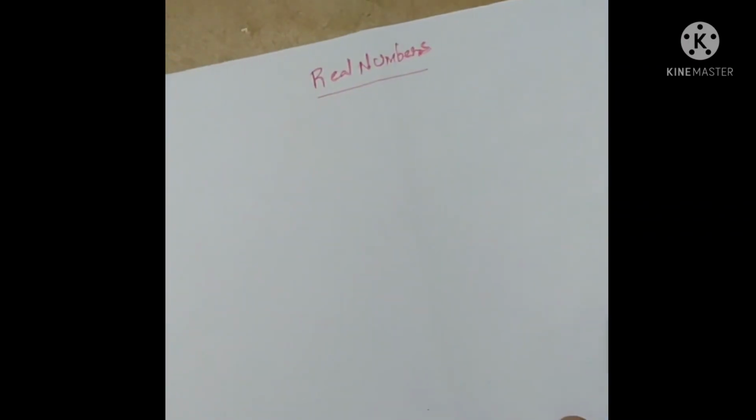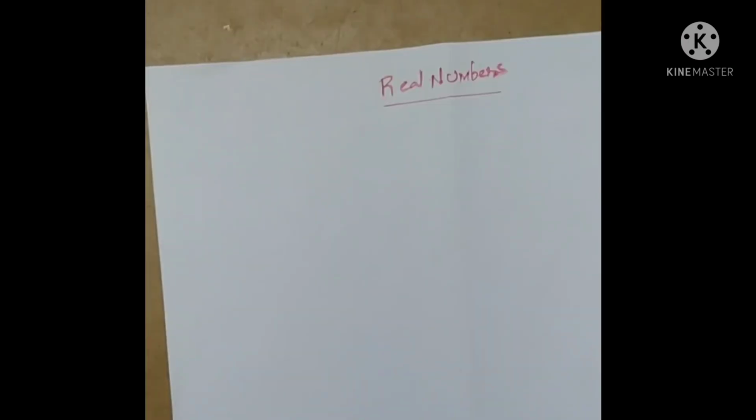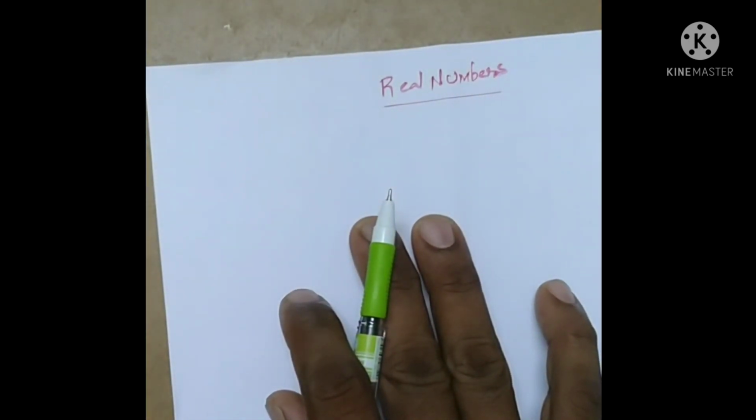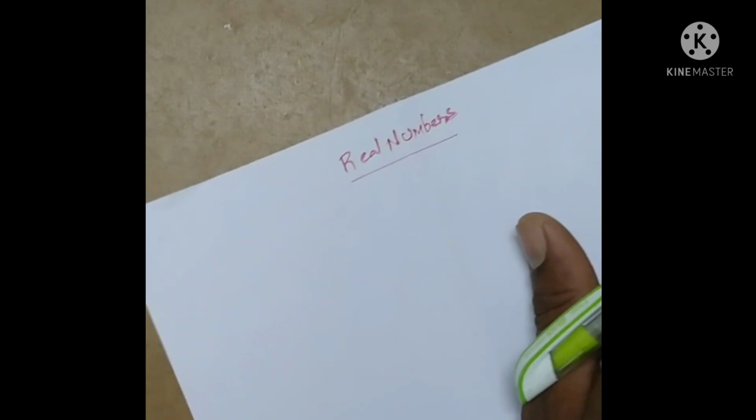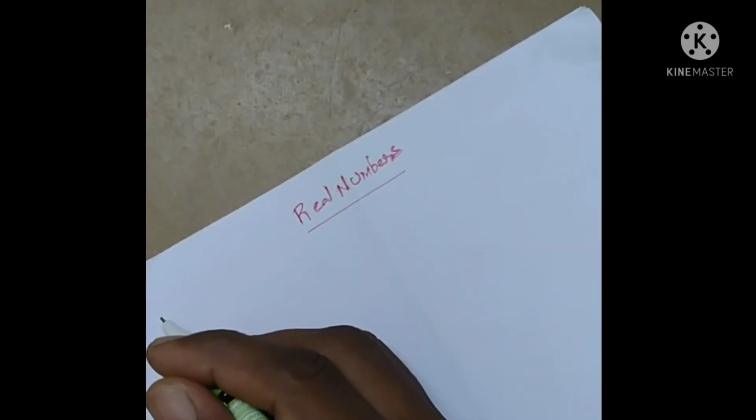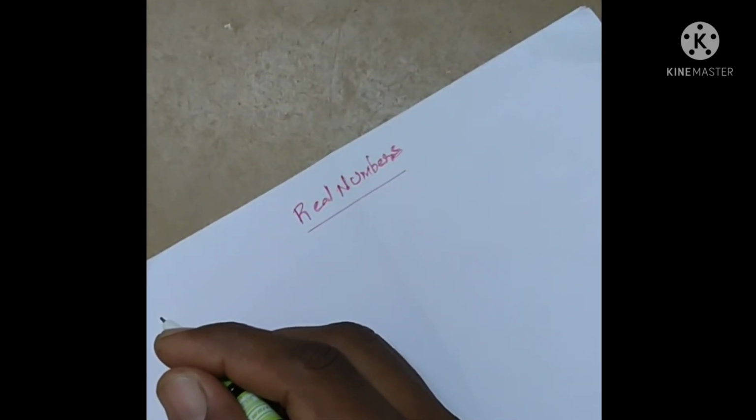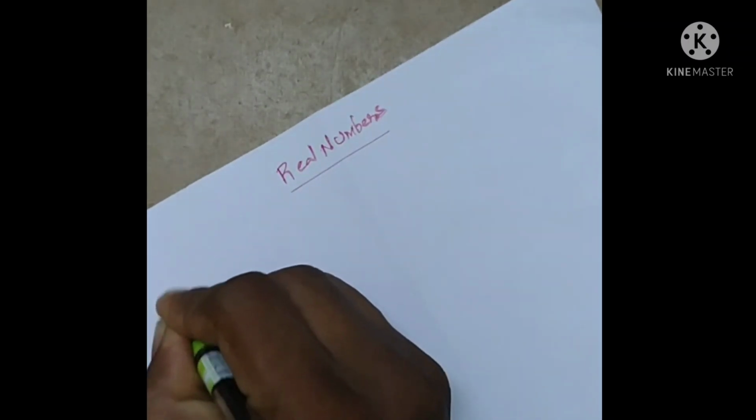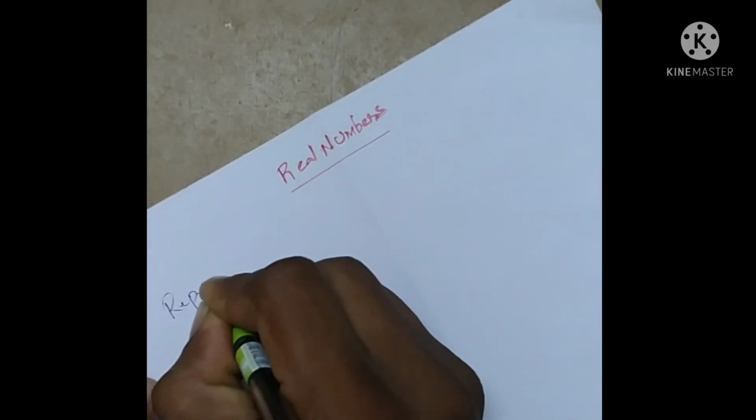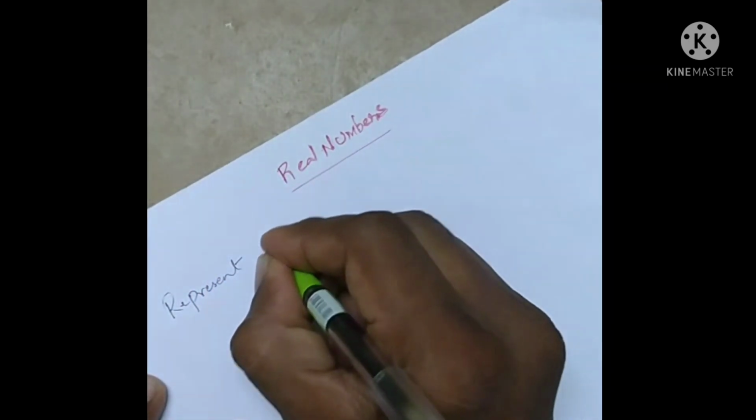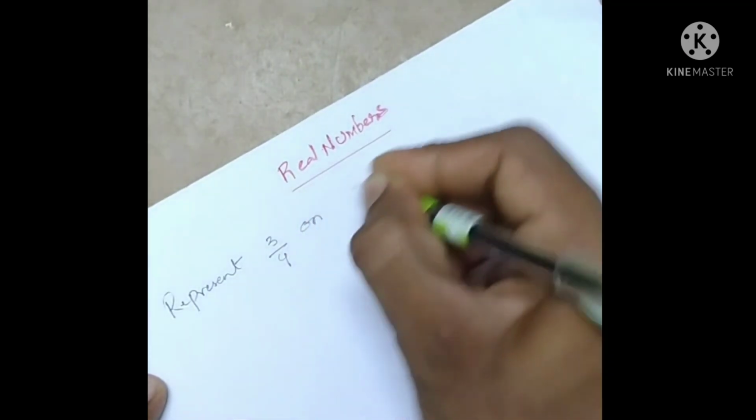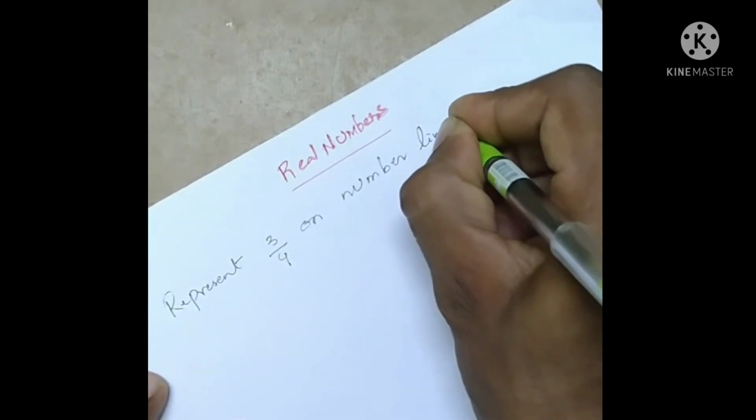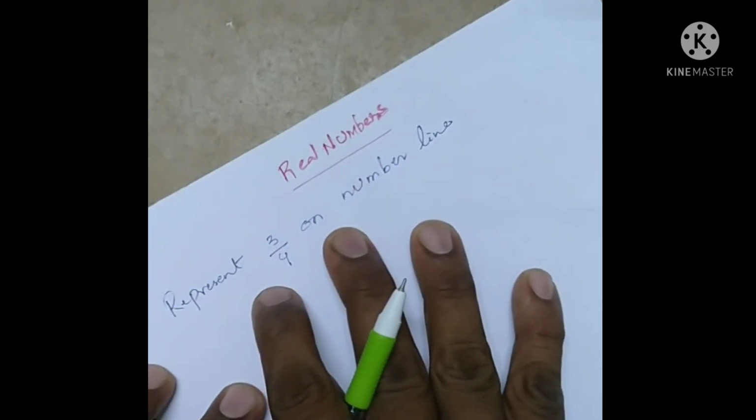So let's take one example. In our earlier classes we already learned how to find these rational numbers on the number line. So let's revise the concept. This is our first question. Represent three by four on the number line.